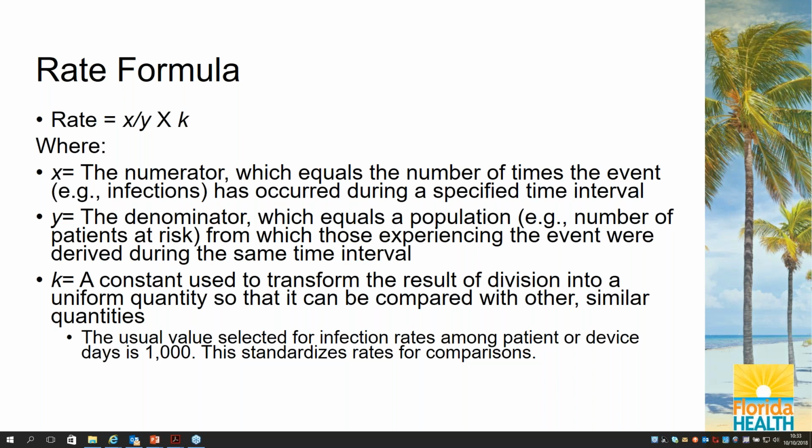K is a constant used to transform the results of a division into a smaller uniform quantity so that it can be compared with other similar quantities, right? So a lot of the times what they're going to utilize is 1,000. So the usual value selected for infection rates among patient or device days is 1,000, and this standardizes the rates for comparison purposes.